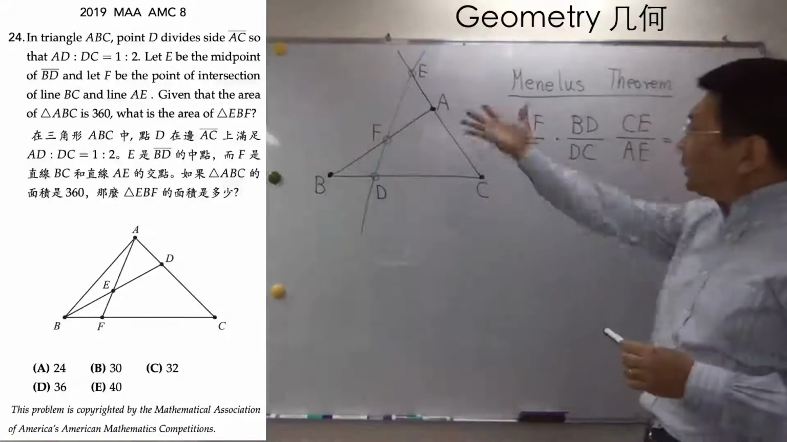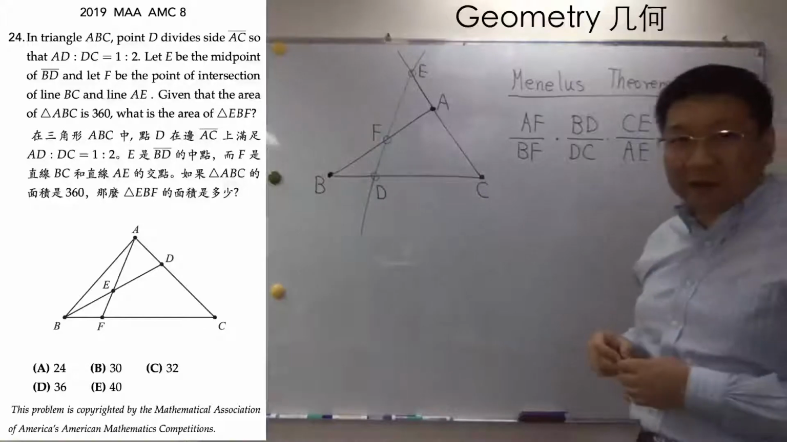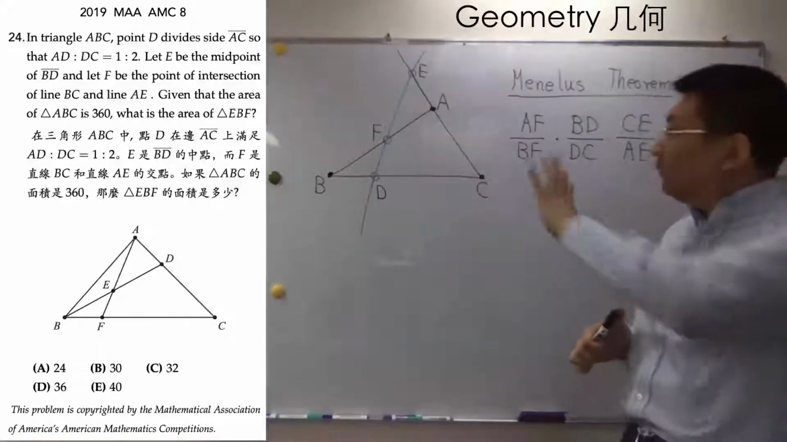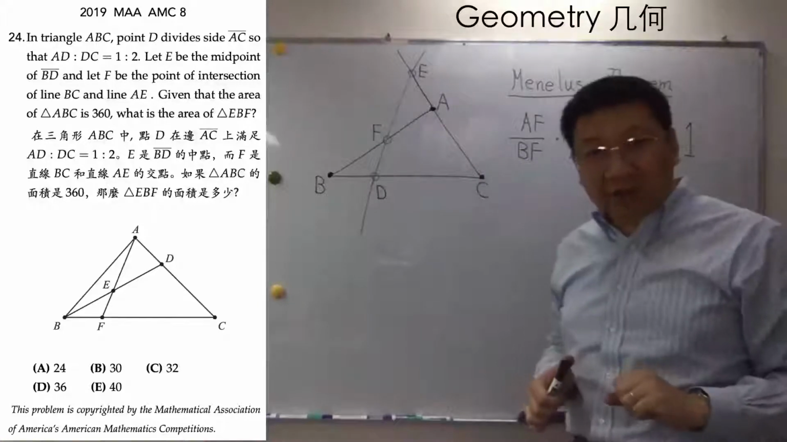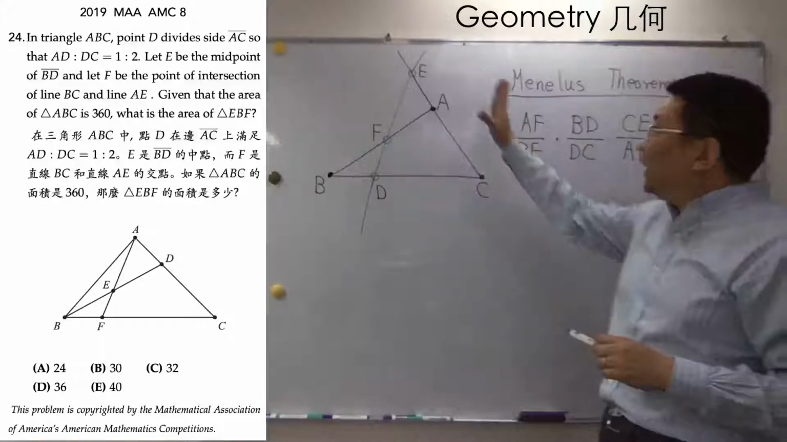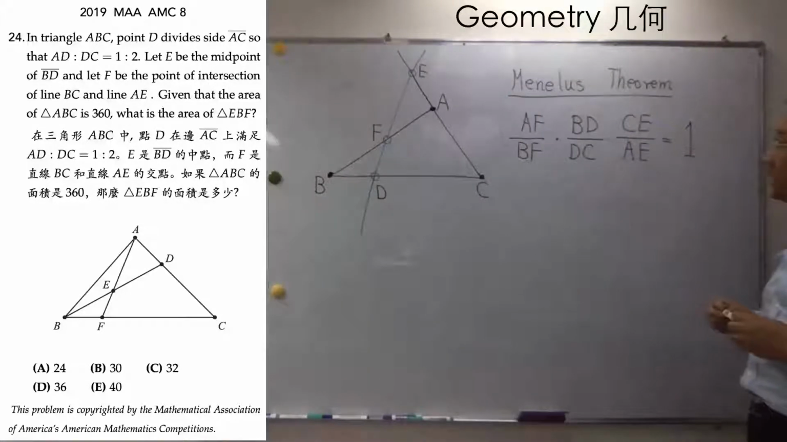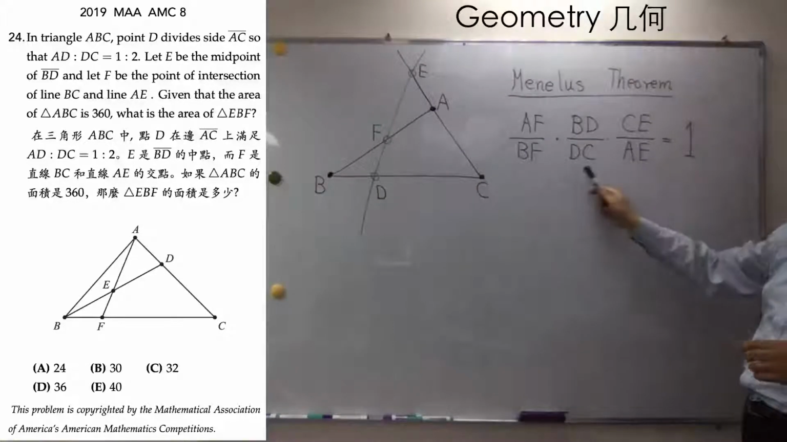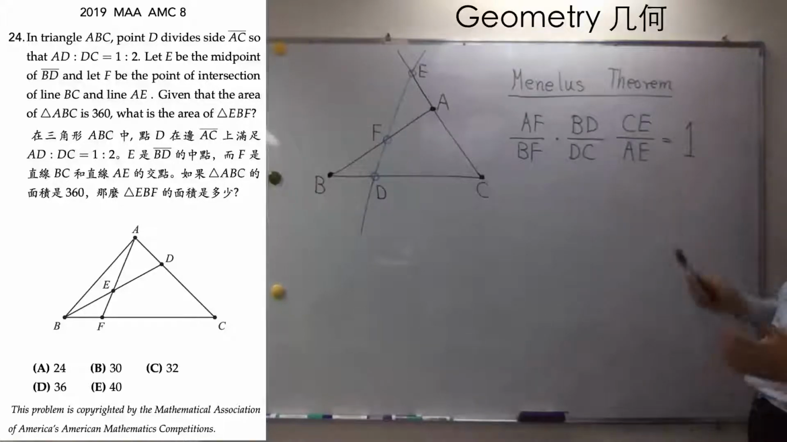So this you will see as a typical structure, and of course the reason why I'm talking about this is you could see such a typical structure in this question 24. So once we have this typical picture, what does this theorem talk about? This theorem links three ratios, and they claim that these three ratios multiplied together is 1.